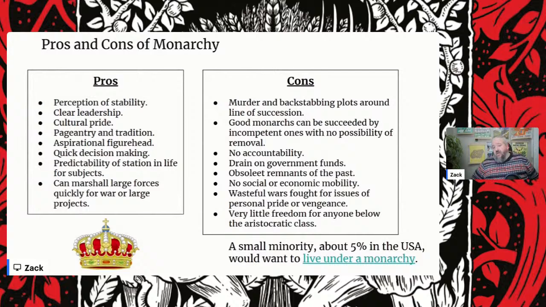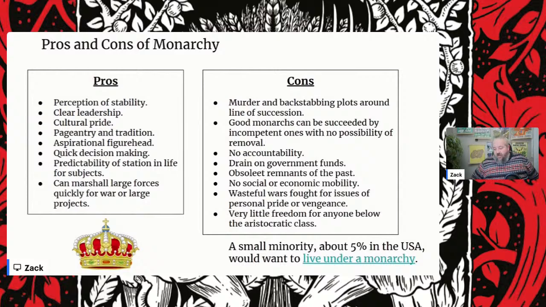As I said, quick decision making. You don't have to sit and deliberate. You don't have to consider everyone's opinion. You just say, king, queen, what are we doing? That's what you do. There's predictability of your station in life. So if there's no class mobility, you're never going to move on up or move on down. No matter what you do, you can pretty well predict how your life is going to go and plan accordingly.